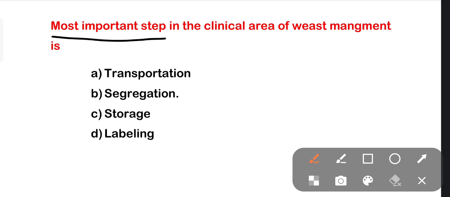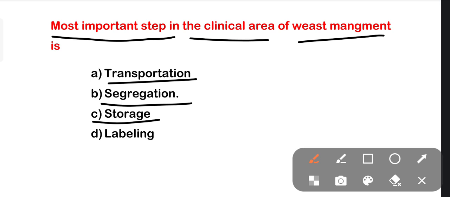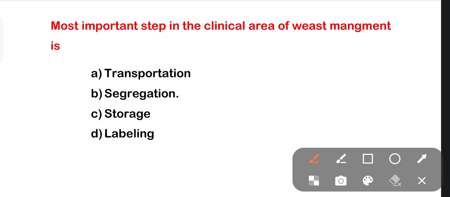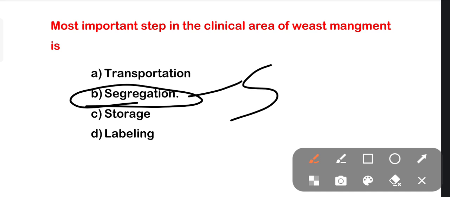The next one is the most important step in clinical area of waste management. So during the waste management, that is biomedical waste management, which is the most important step? Options are transportation, segregation, storage, and labeling. The right one is segregation. Segregation is nothing but separation. So which is metal, which is infected, which is not infected, which is plastic, which is blood content, which is tissues or bones. Okay, so you have to segregate and separate them, and according to the biomedical waste management, we have to dispose safely. That is segregation.